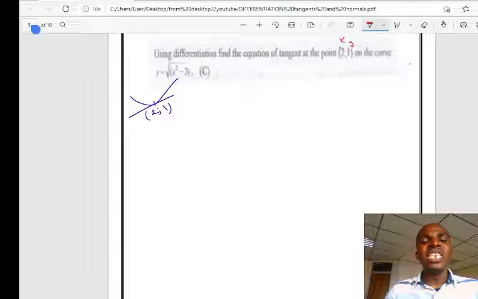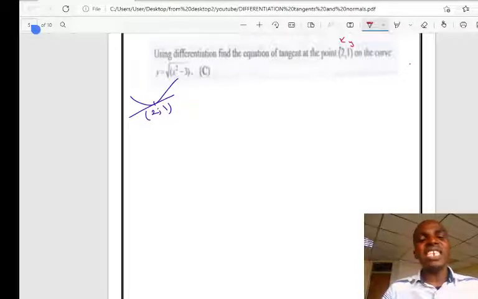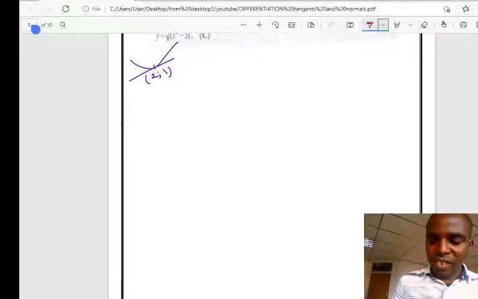But the gradient, we don't have it. We have to find the gradient using the curve. Find dy/dx using the curve, put x is equal to 2, then find the gradient, use that gradient and the point (2, 1), find the equation of the tangent. That's what I'm going to do in this case.